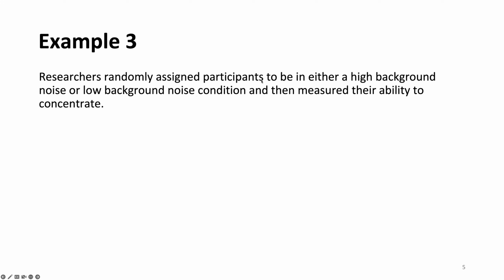So we have either a high background noise or low background noise condition. So our independent variable is background noise. I'm going to call it BN, background noise. So we have two levels of our independent variable. There's low and high. And we are manipulating this. So we, as the researcher, are assigning participants to be in either the low or the high condition. So that is something we are manipulating as the researcher.